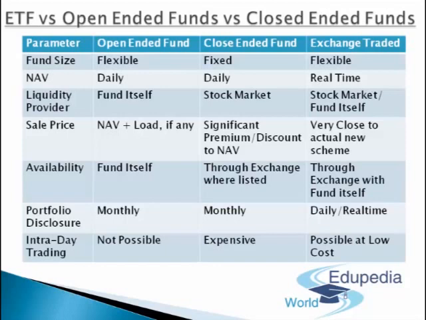As for availability, an open-ended fund is available through the fund itself, a closed-end fund through the exchange wherever it is listed, and an exchange-traded fund through the exchange along with the fund itself. So here you get an opportunity again. Plus, on portfolio disclosure, an open-ended fund is required to provide disclosure on a monthly basis. The same goes for a closed-ended fund. However, with an exchange-traded fund, you get a better option as an investor, because you get the portfolio disclosure on a daily or real-time basis.